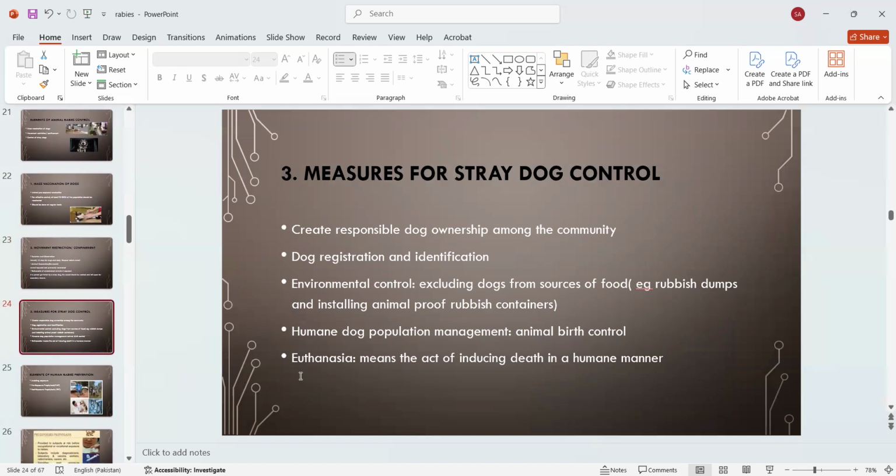Measures for stray dog control. Create responsible dog ownership among the community. Dog restriction and identification. Environmental control, excluding dogs from sources of food. Humane dog population management, animal birth control. And euthanasia means the act of inducing death in a humane manner.